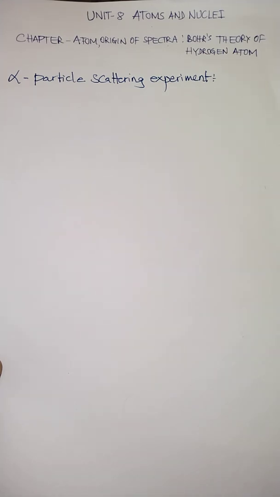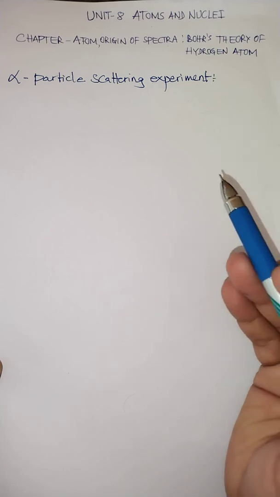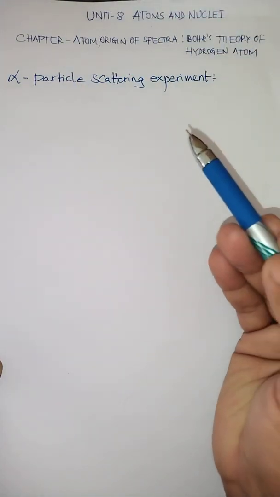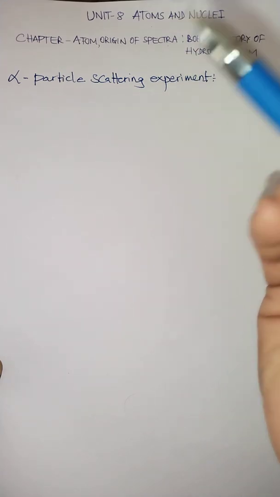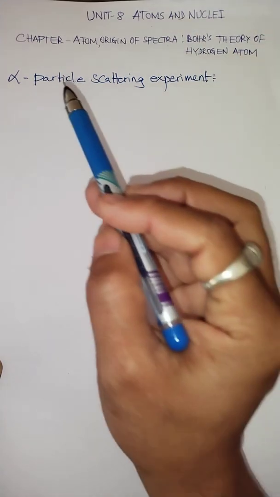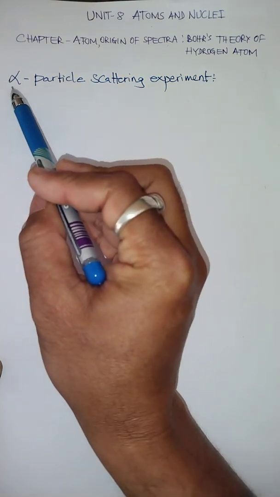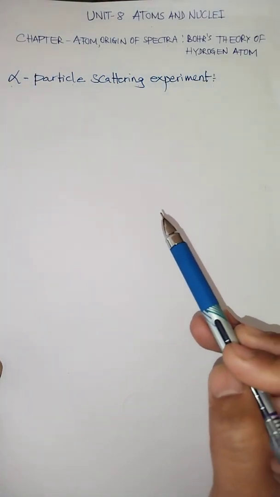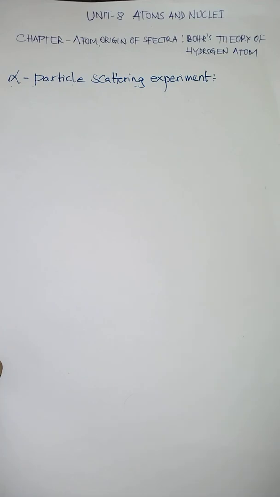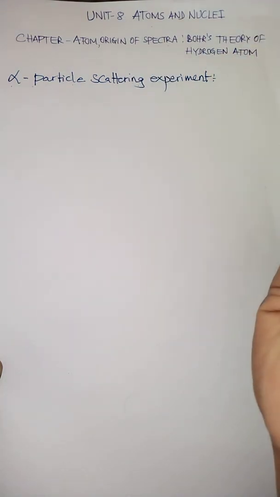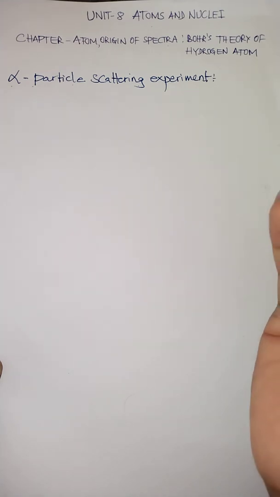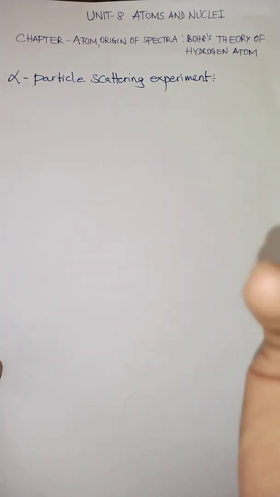Now, to start this chapter, we try to understand the experiment which was performed by two scientists, Geiger and Marsden, followed by Ernest Rutherford. The name of the experiment is the alpha particle scattering experiment. Actually, this experiment leads to the discovery of the nucleus, the central part of the atom.